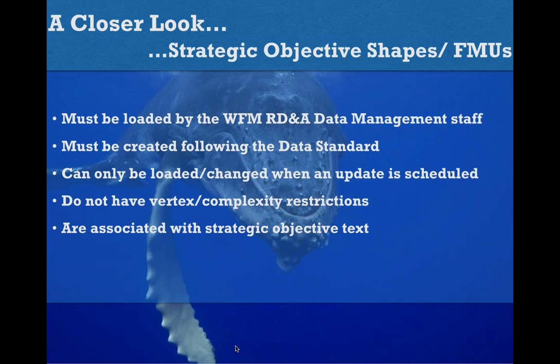So let's dive down one layer deeper and take a closer look at each of the three unit shape types. The first one I wanted to look at is the strategic objective shapes, or the FMUs. Again, it depends on which planning process you use which term applies, but they're both handled more or less the same way. So these always have to be loaded by the RD&A data management staff, or me. Ultimately, the data will end up coming to me.